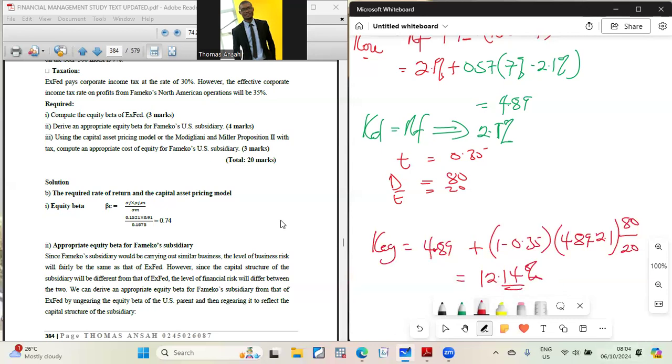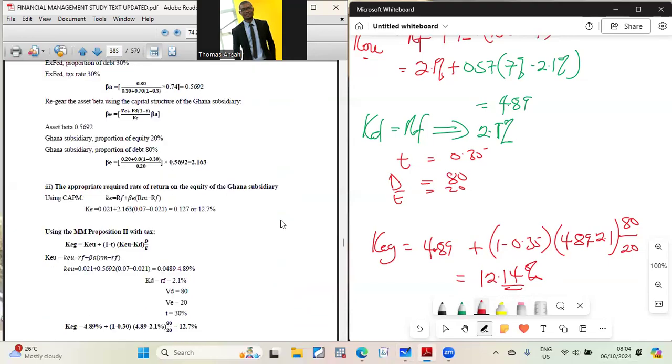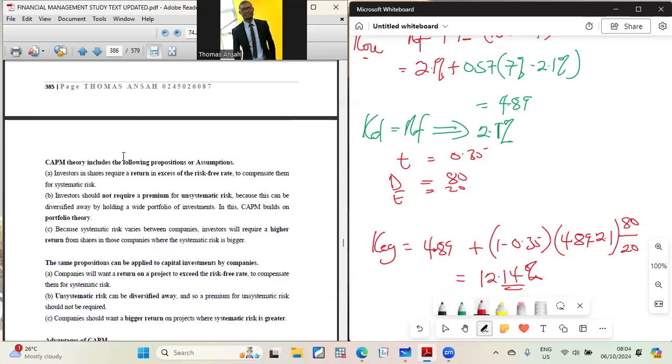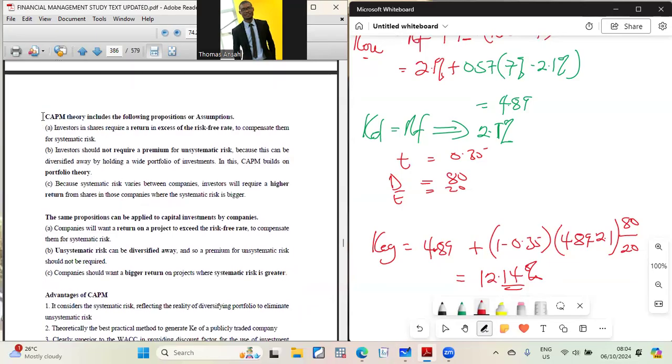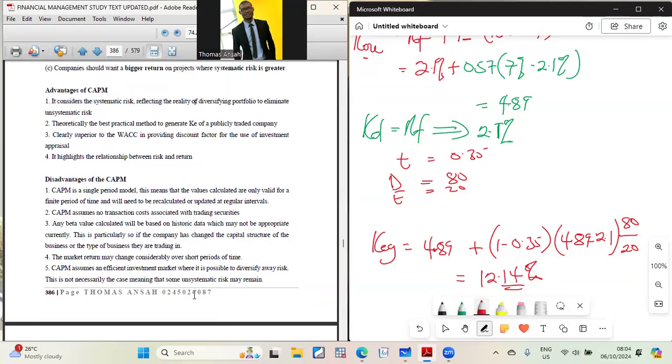So that is the end of everything. From here, the correction must be done on the tax rate because the tax rate for Fameco is not the same as XFED. All right. So these are the theories of CAPM, I mean, the advantages and the disadvantages of CAPM. Just take a glance at it as I keep it on the screen.